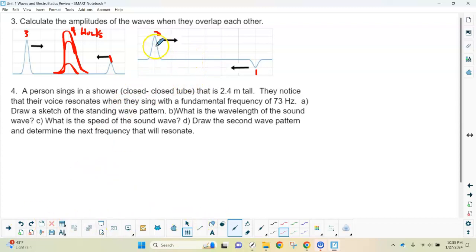So this is positive 3 and this is a negative 1. When you add those together you get a positive 2. So when they overlap you get a height or an amplitude of 2 here.